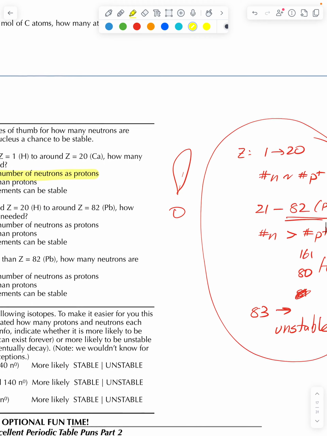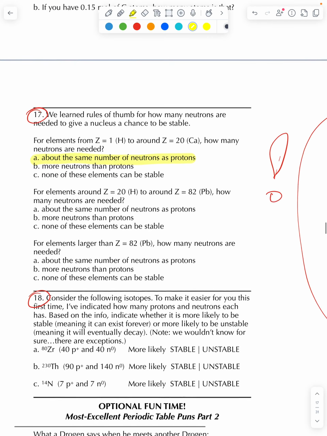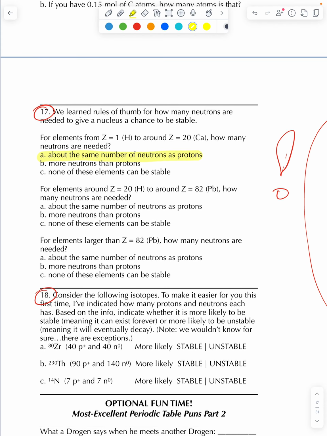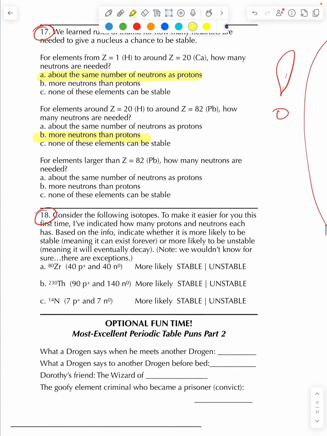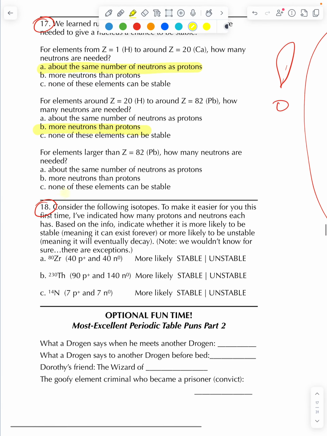And again, I know before I just said 21, but there's no hard line. I'm just saying, after we get to 20, we start to need more neutrons than protons. And for those greater than lead, none will be stable. So let's go ahead and do a real problem.